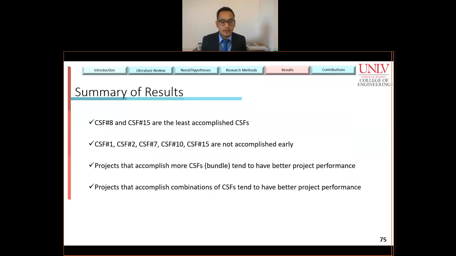So to summarize the analysis of this study, CSF 8 and CSF 15 are the least accomplished CSFs, and CSF 1, 2, 7, 10, and 15 are not accomplished in a timely, recommended fashion. So these are the CSFs that the industry needs to pay attention to, accomplishing more and in a timely manner. Also, projects that accomplish more CSFs in a bundle in general tend to have better project performance, and projects that accomplish certain combinations of CSFs also tend to have better project performance, as evidenced by the QCA analysis.